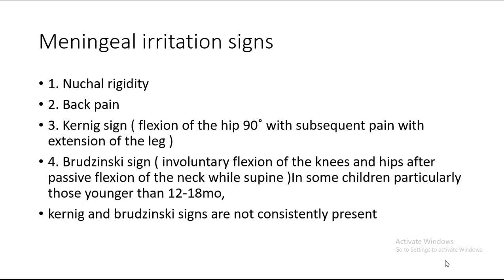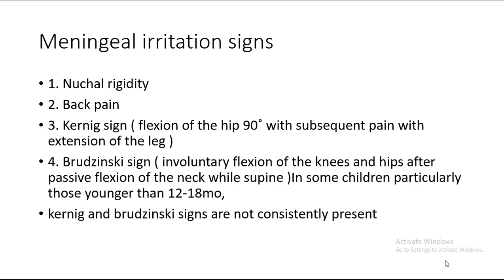Kernig sign, with the same position as in nuchal rigidity. While the child lies supine, the physician should flex the leg to 90 degrees at the hip joint, 90 degrees at the knee joint, and on attempting to extend the leg, there will be pain and contracture. The pain is very important. So please look at the child's face and you should perform this maneuver on both legs.